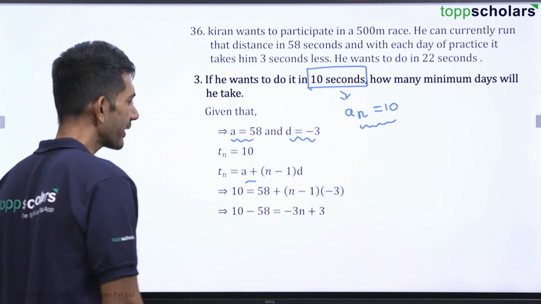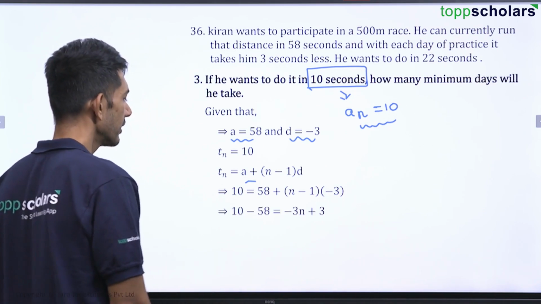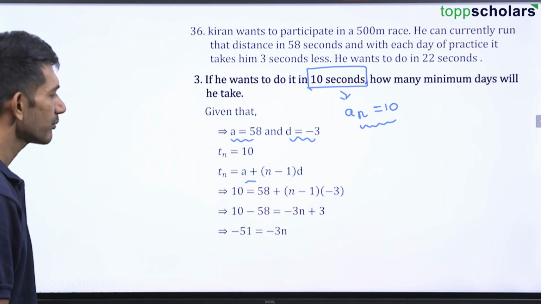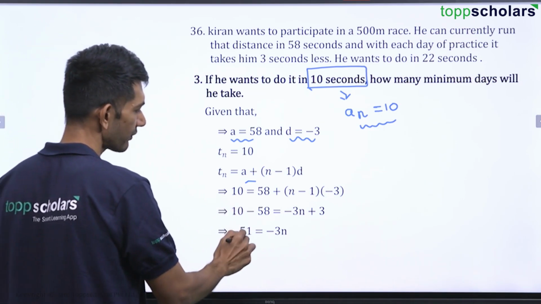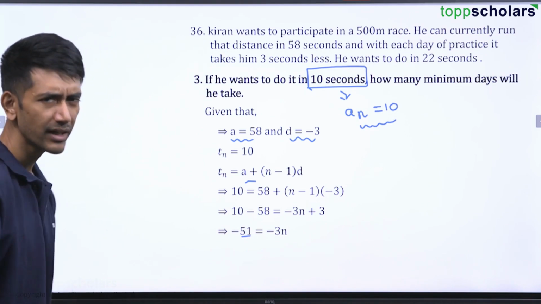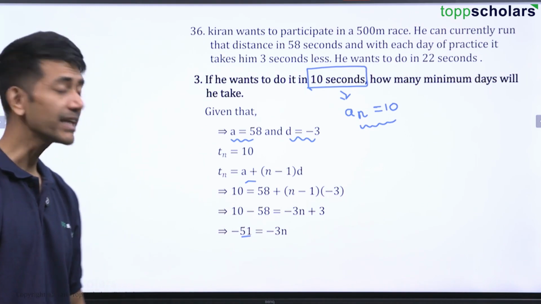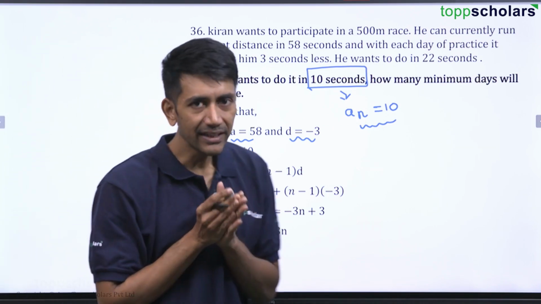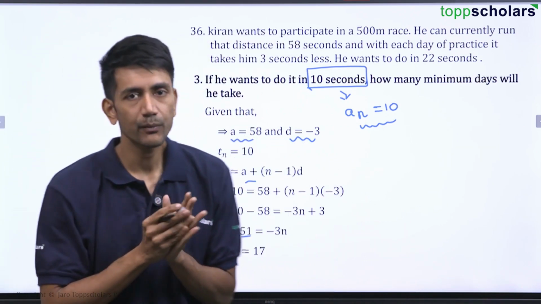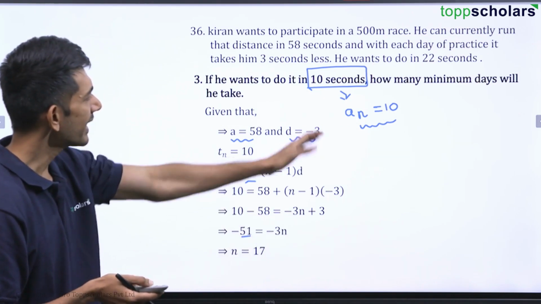That is 10 minus 58 is equal to minus 3n plus 3. Minus 48 is equal to minus 3n plus 3. Minus 3 will be here. So minus 48 minus 3 is minus 51. You solve this further, n is equal to 51 divided by 3, that is 17. So it will take him 17 days of practice to achieve the goal of 10 seconds.